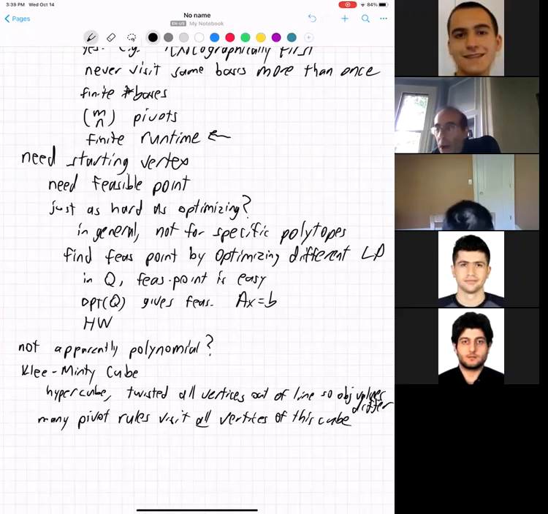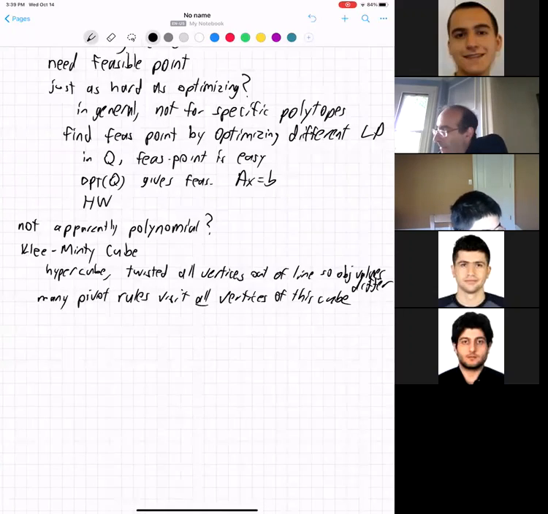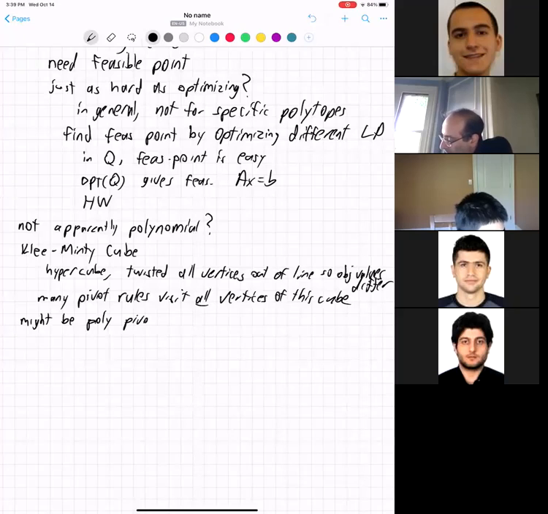So they all have lower bound exponential running times. But that's only many pivot rules. It's not all of them. There might be a polynomial pivot rule.